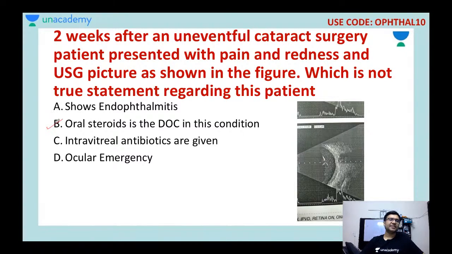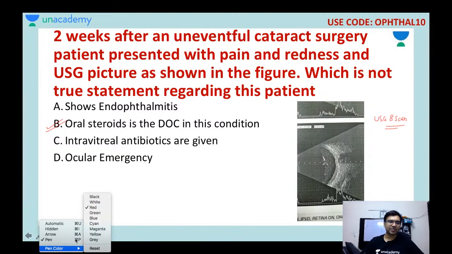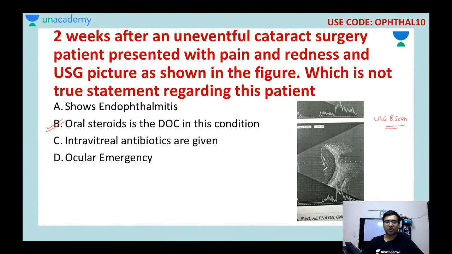So the answer here is B. Now if you can see in this picture, this is a USG-B scan. B means brightness. And if you can appreciate here, just give me a thumbs up. You are seeing some dusting of the vitreous humor. In the vitreous humor, this is my vitreous humor.